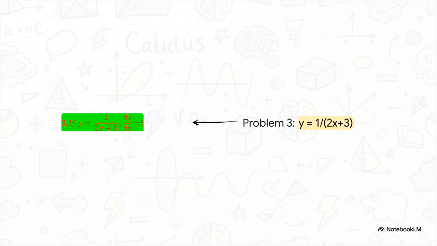Let's look at problem 3. Y equals 1 over 2x plus 3. Again, the power is 1. Flip the sign so we get negative 1 on top. The denominator becomes 2x plus 3 squared. Now, multiply the top by the internal derivative, which in this case is simply 2. So the final numerator becomes negative 2. The entire answer? Negative 2 over 2x plus 3 squared.